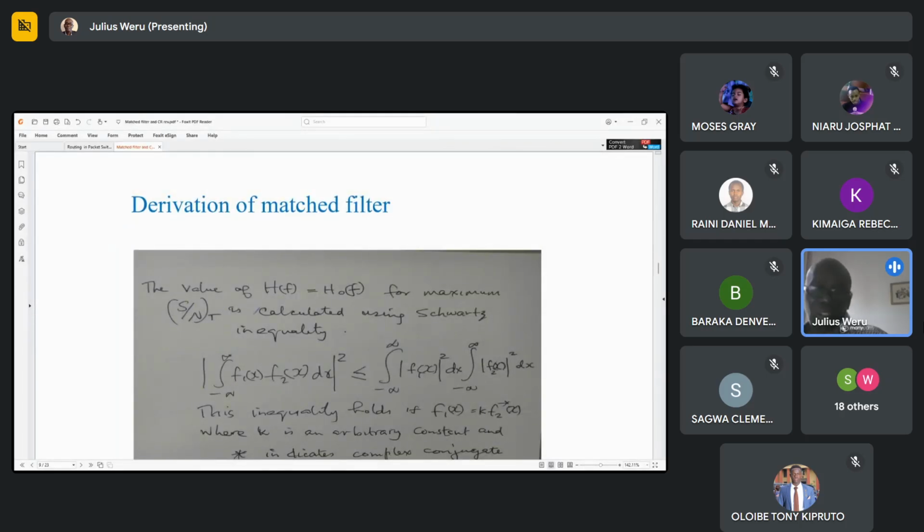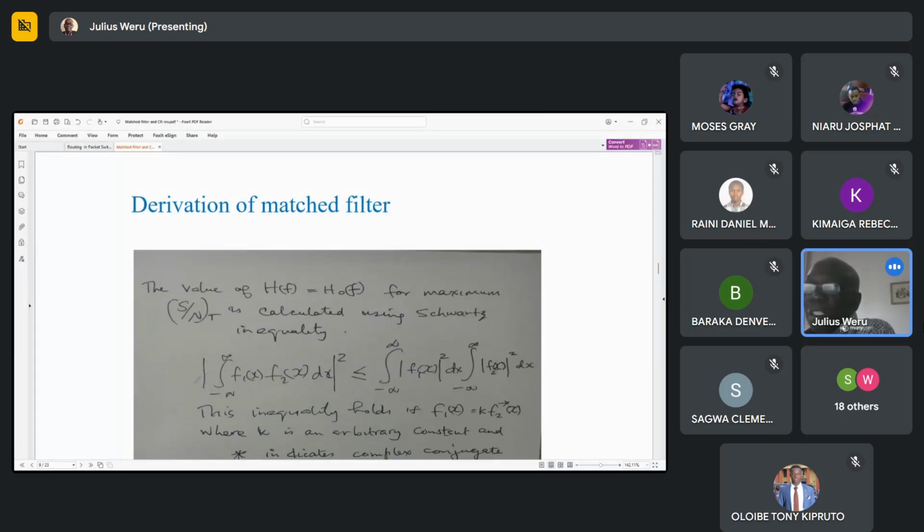So we are saying the value of H(f) is equal to H naught of f for maximum. H naught here means the optimum for maximizing. For maximum SNR, it is calculated using Schwarz's inequality. We want to find that optimum H(f) using Schwarz's inequality, and this is the Schwarz's inequality for integrals.